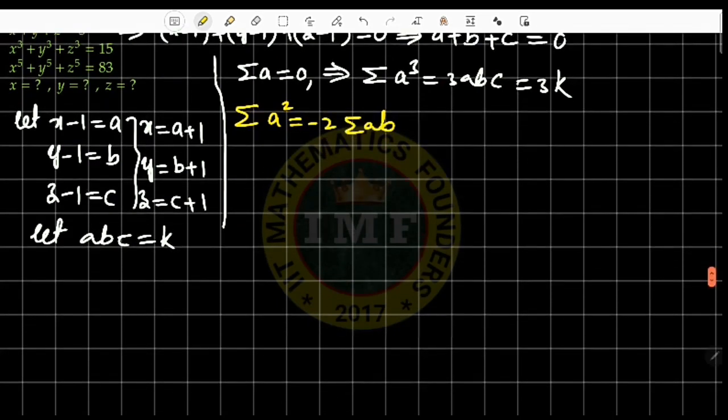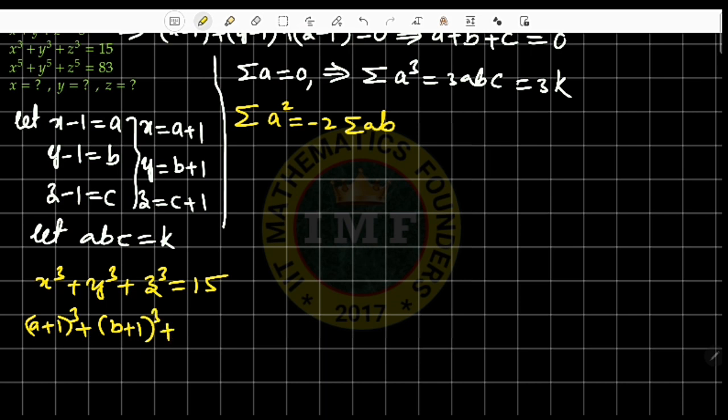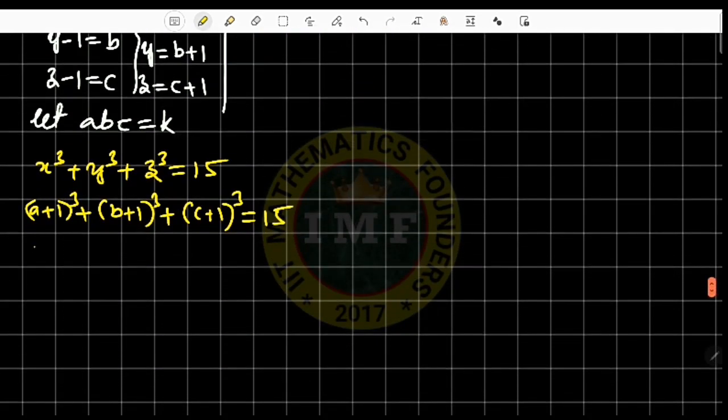Now let us take the second equation. The second equation is x cube plus y cube plus z cube equals 15. Then x is a plus 1 whole cube, y is b plus 1 whole cube and z is c plus 1 whole cube, equals 15. If you simplify this, you will get sigma a cube plus 3 sigma a square plus 3 sigma a plus 3 equals 15.